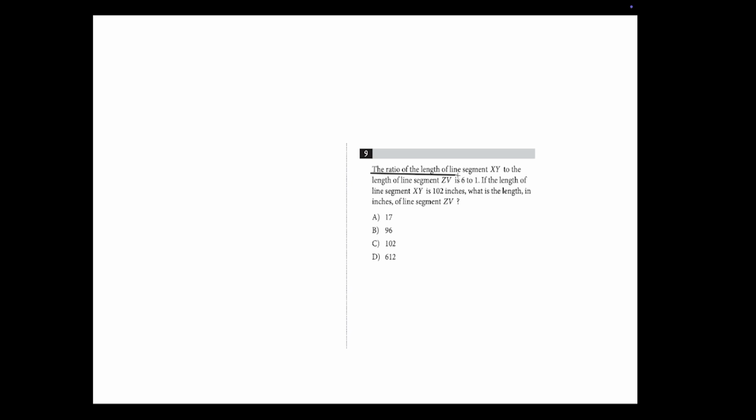Today's geometry from test 6. Nothing fancy, just how to get through it fast and efficiently. So here we have a ratio question.